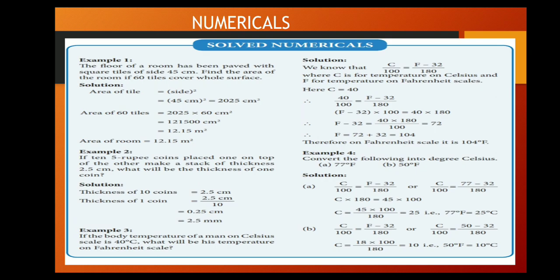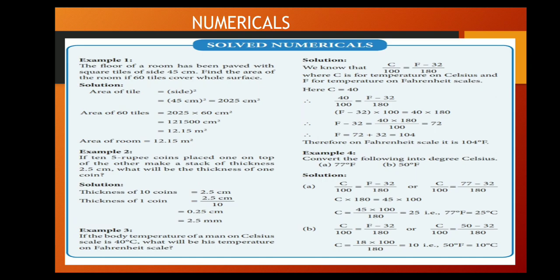Example 4. Convert the following into degrees Celsius. First, 77 degree Fahrenheit. Second, 50 degree Fahrenheit. Solution A. C upon 100 is equal to F minus 32 upon 180 is the formula. C upon 100 is equal to 77 minus 32 upon 180. You have to memorize this formula by heart. C multiplied by 180 is equal to 45 into 100. We cross multiplied. C we keep towards the left, and the numbers we give to the right. If 180 is multiplied towards the left, when it goes towards the right, it becomes division. So 45 into 100 upon 180 gives the answer 25. That is, 77 degree Fahrenheit can be written as 25 degree Celsius.